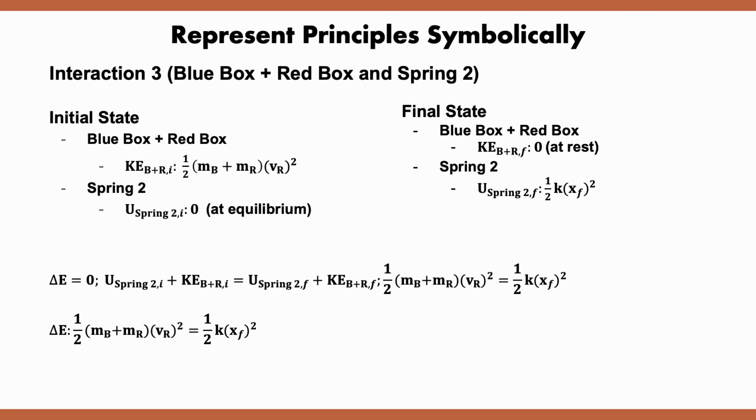However, spring 2 is now compressed, so its spring potential energy is 1/2 times k times xf squared, where xf is the length compressed. This is also what we're solving for. Since the change in energy is zero, ui plus kei equals uf plus kef, which gives 1/2 times mb plus mr together times vr squared equals 1/2 times k times xf squared.